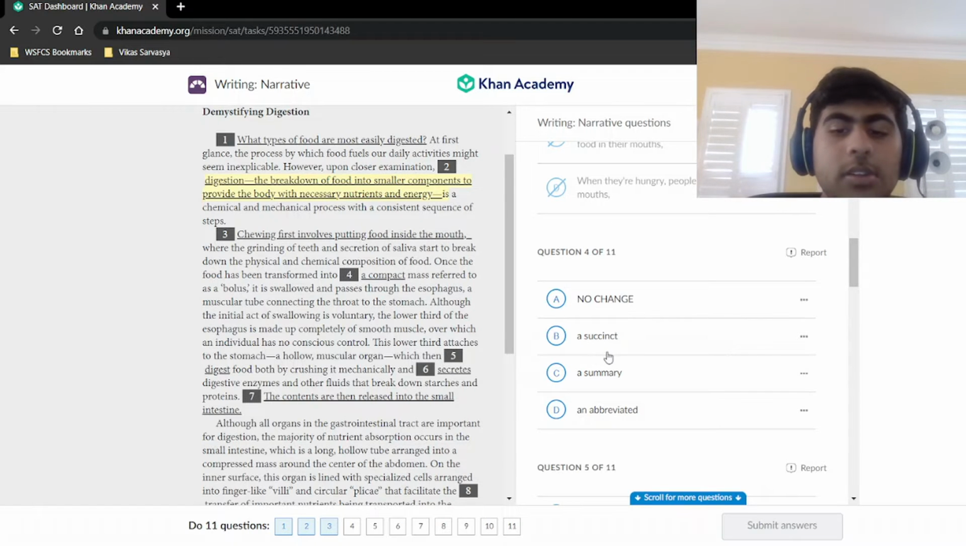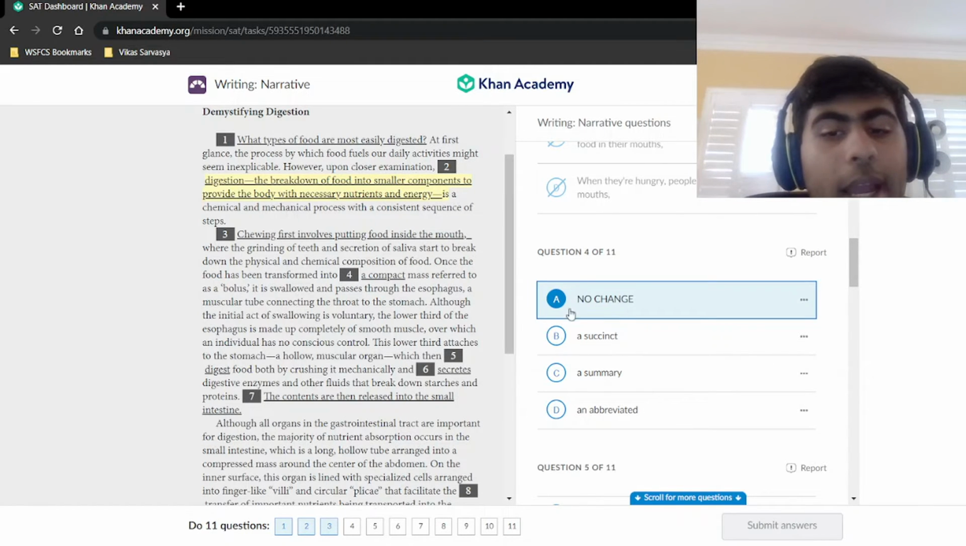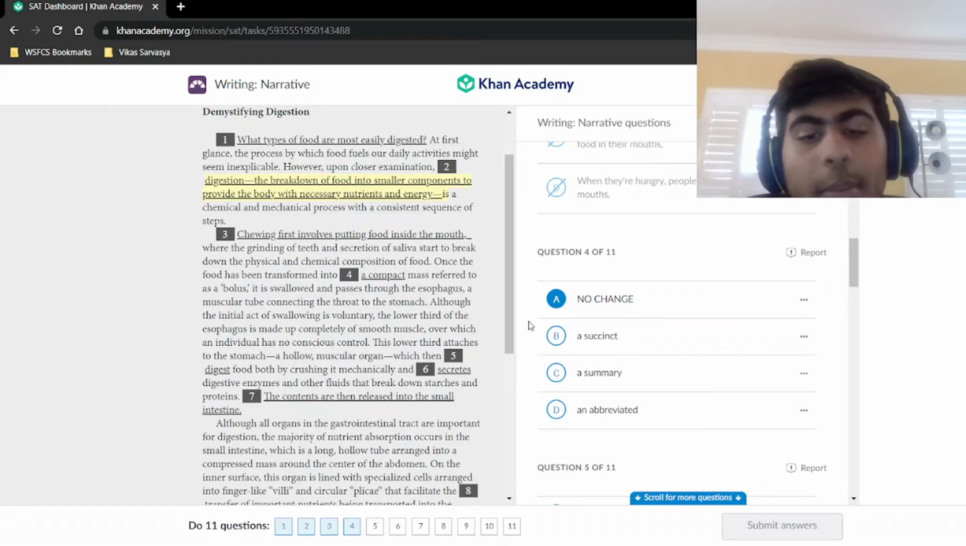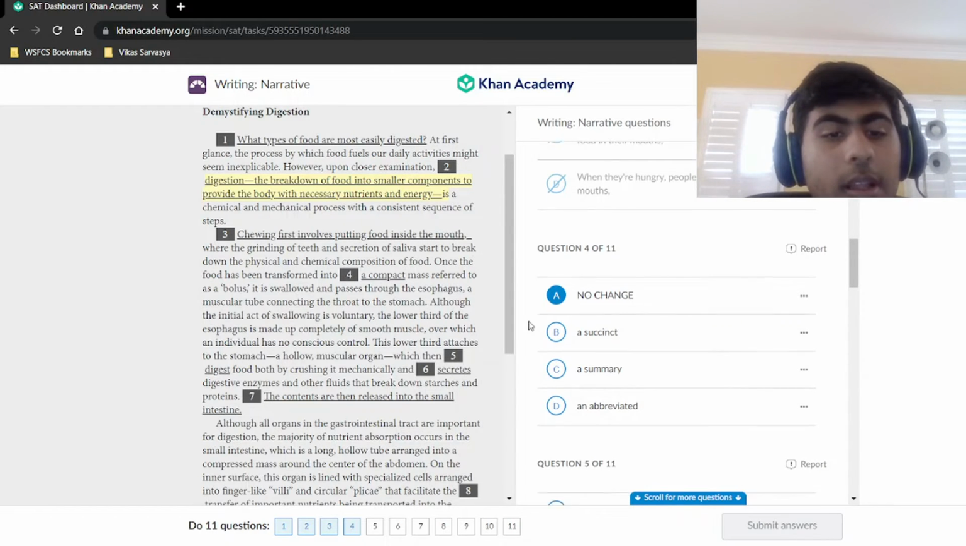Succinct, summary, and abbreviated really refer to words or a speech of some kind, so none of these will work. And compact is the right one because we use compact to describe objects. We don't use succinct or summary or abbreviated to describe objects. We use them to describe stuff like a speech, right? A speech or an announcement or something. Let's keep going.